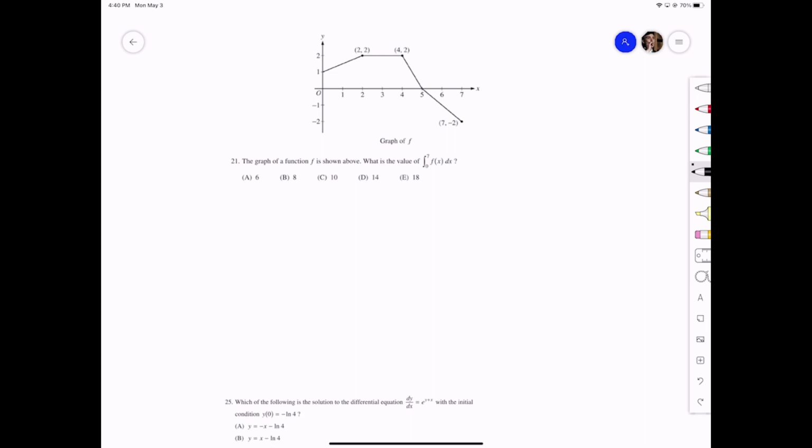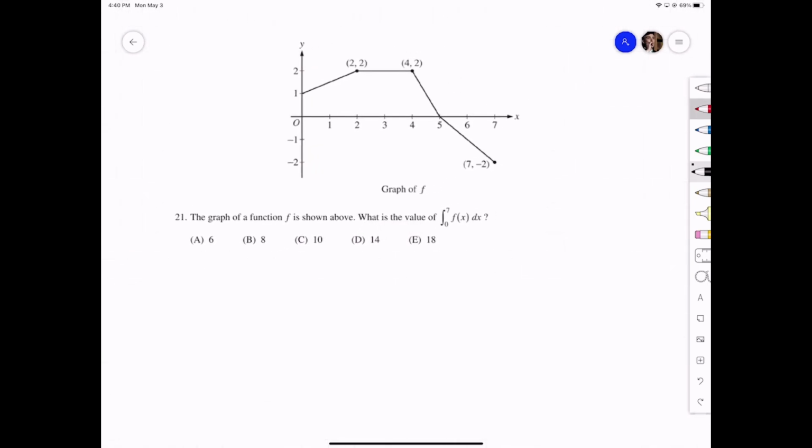So the graph of a function f is shown above. What is the value of the integral from 0 to 7 of f of x? So it's just finding the area under the curve, and you have to use geometry, like area rules. So I'll separate this into a trapezoid. Or if you're not comfortable with trapezoids, you can always split it up into triangles too. But I'll just do 2 trapezoids and a triangle.